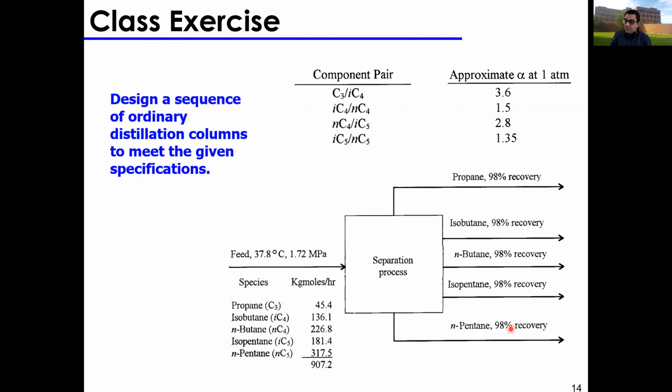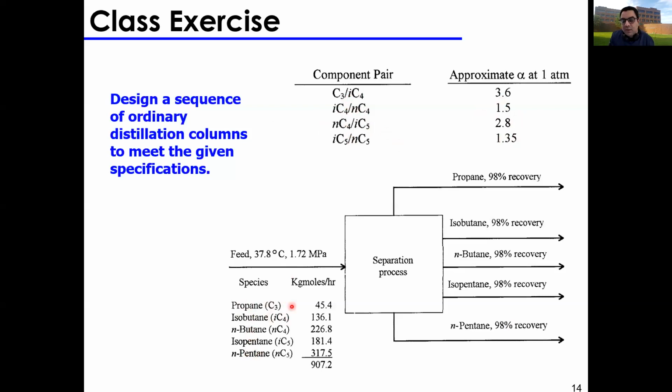First step is always to get your relative volatility between your component pairs, right? The way to calculate the relative volatility is to arrange them by boiling point. So C3 has the lowest boiling point, then IC4, NC4, IC5, and NC5. So C3 by IC4 is my relative volatility, IC4 by NC4, NC4 by IC5 is the relative volatility, and finally this is the relative volatility. So again, first step, you arrange them based on your boiling point, and these are already arranged based on the boiling point.